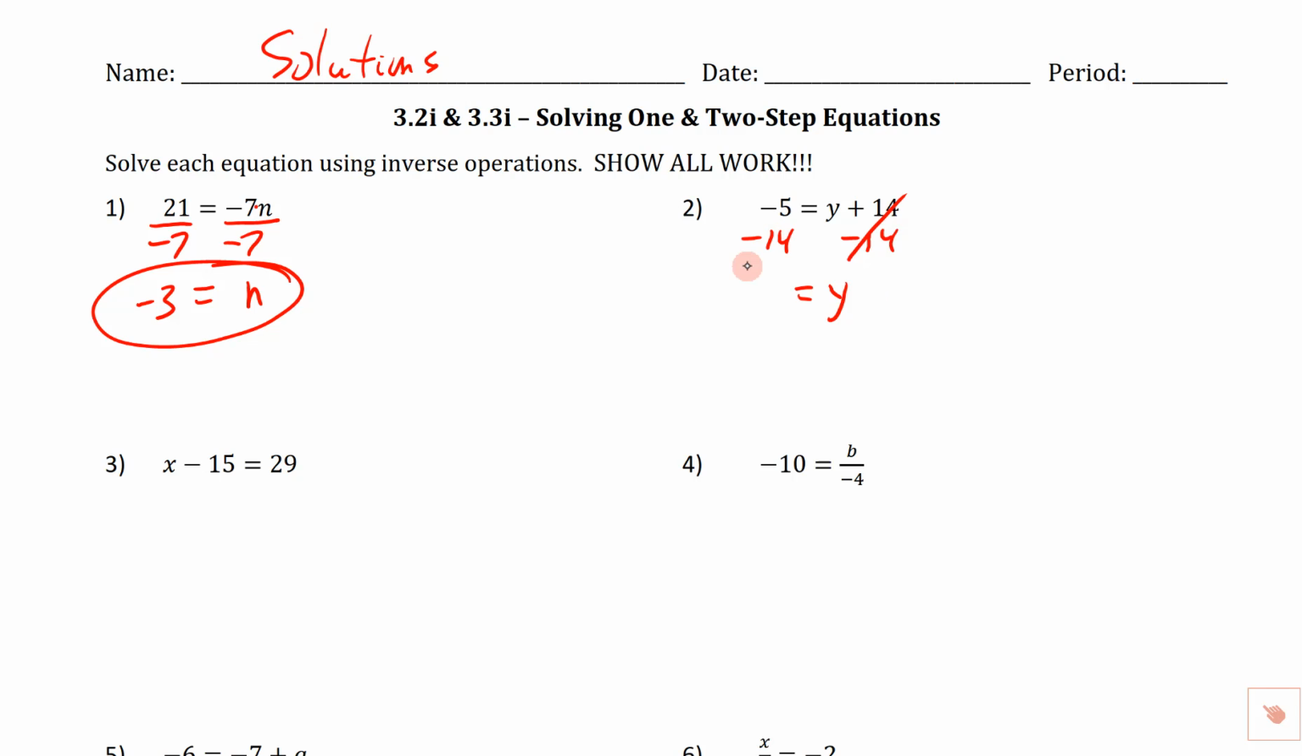14 minus 14 is 0. So technically this is y plus 0, but adding 0 doesn't change it at all, so we normally just write y. And then over here we've got same sign, find the sum. This is going to be -19. And again, if that's confusing at all, it might be a good idea to go back to Unit 1 when we talked about how to combine integers and all those arithmetic operations with integers.